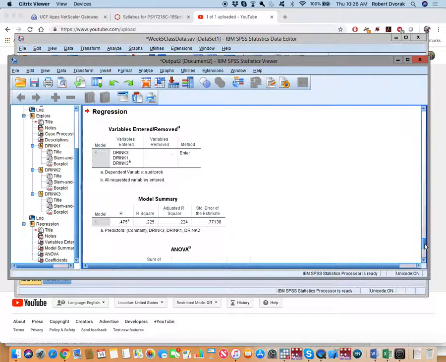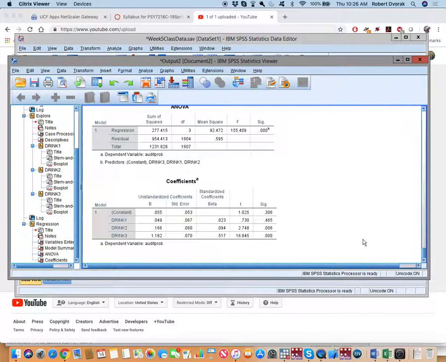Okay, so back to the question at hand. You guys have slightly different things for drink 1. What does your constant say? 0.055. What is your drink 1? 0.047. What's your standard error for drink 1? 67.067. What's your p-value then? 484. Okay. Drink 2, what is your coefficient? 166. And drink 3? 1.182.